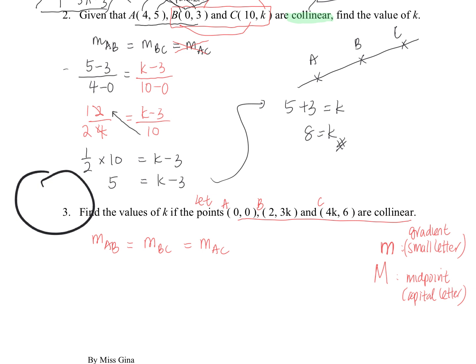Okay, I will choose AB and AC because A is 0, easier. So I won't use this. So 3k minus 0, 2 minus 0.